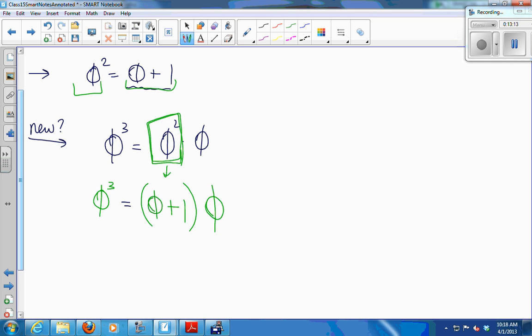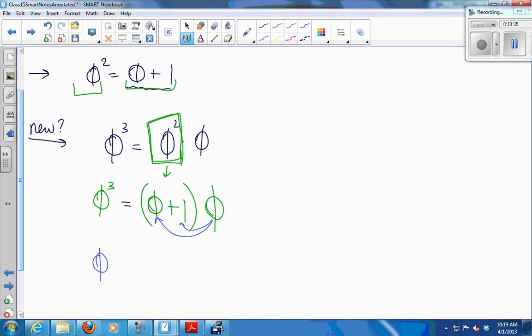Okay? All right, now we're going to distribute this phi. You guys remember how to do that? Distribute. So we're going to take the phi and multiply it by both terms in the parentheses. You're probably more used to having the phi on the left, but it works exactly the same. Just distribute it into both terms.